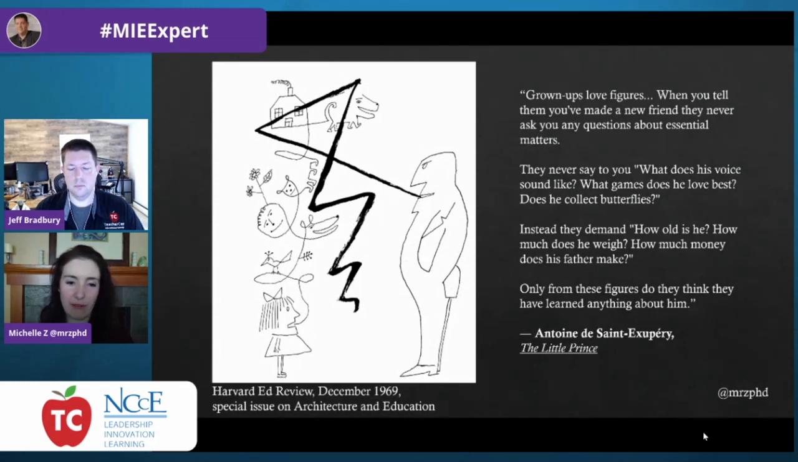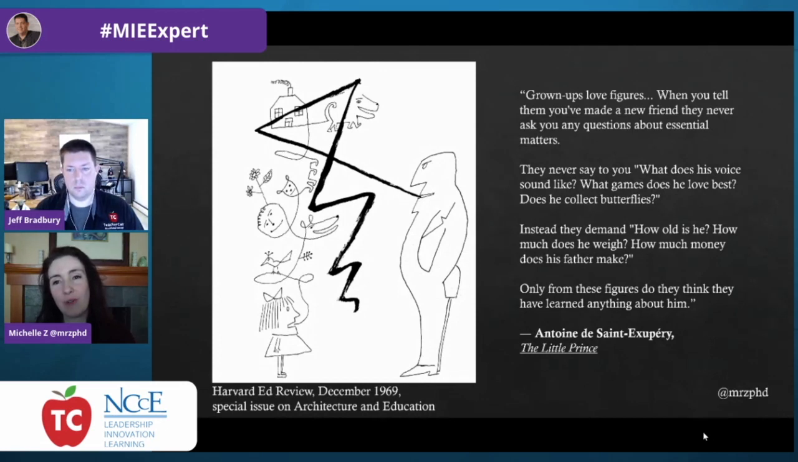And it was from Harvard Ed Review in 1969 on architecture and education. And this idea of a child going through these really creative concepts, and it may be looking like a stream of consciousness. And then you see another adult next to that child and you're not quite sure what those forms or shapes are, but it made me think of that Little Prince section where grown-ups love figures.